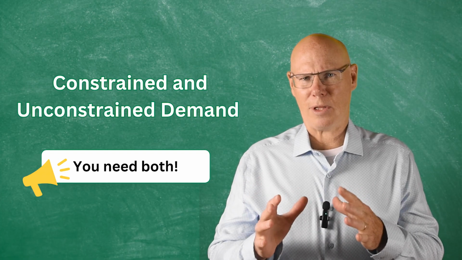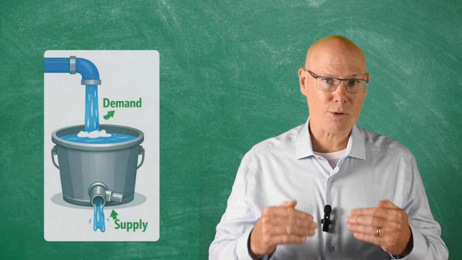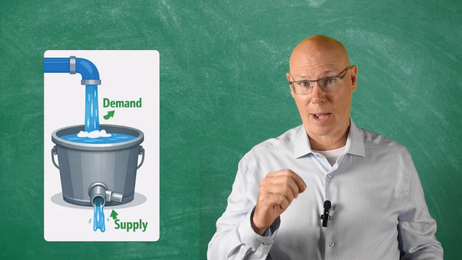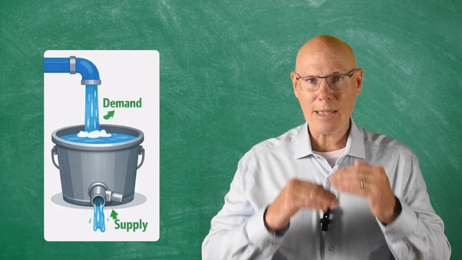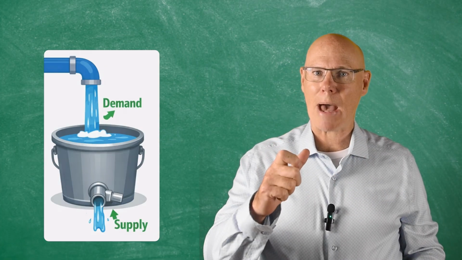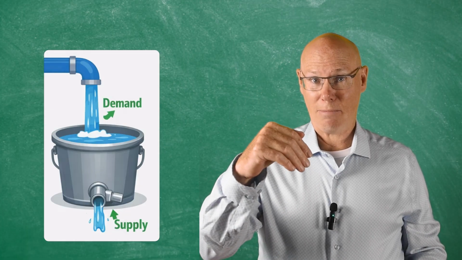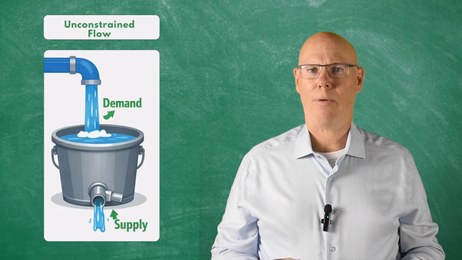A good way to think about this is as follows. If demand is water running into a bucket from a tap and supply is a spigot at the bottom of the bucket, it's emptying the water out. And both the tap and the spigot allow the same amount of water to flow through. The water would simply go in and out of the bucket. This would be unconstrained flow.